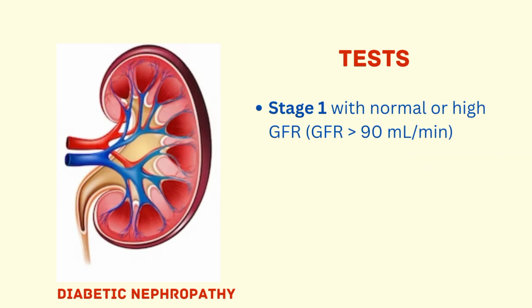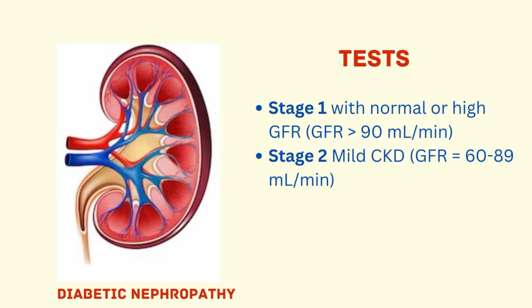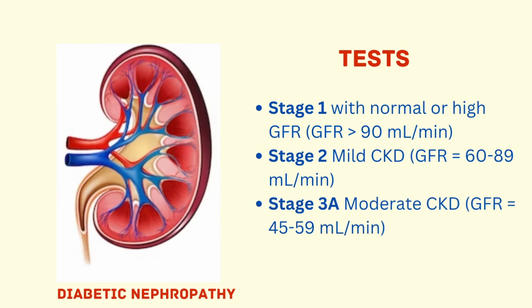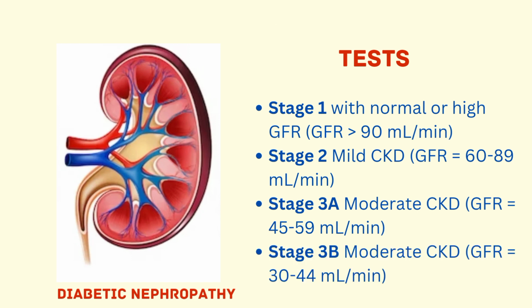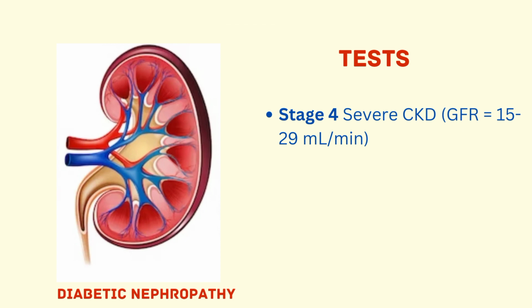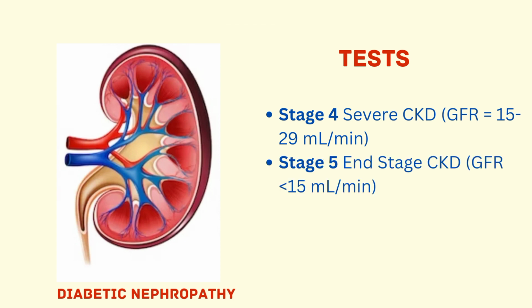In stage 1, the GFR is greater than 90 ml per minute. In stage 2, that is mild CKD, the GFR is between 60 to 89 ml per minute. In stage 3A, that is moderate CKD, the GFR is between 45 to 59 ml per minute. In stage 3B, that is moderate CKD, GFR is between 30 to 44 ml per minute. In stage 4, that is severe CKD, GFR is between 15 to 29 ml per minute. And in stage 5, that is end stage CKD, the GFR is less than 15 milliliters per minute.